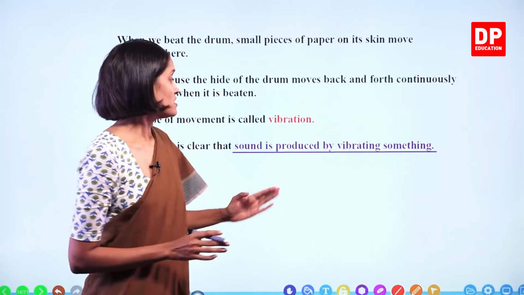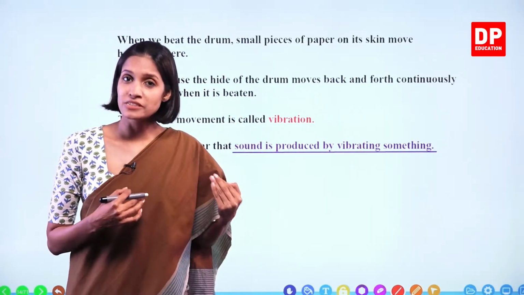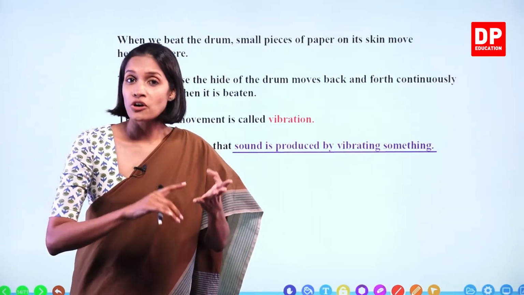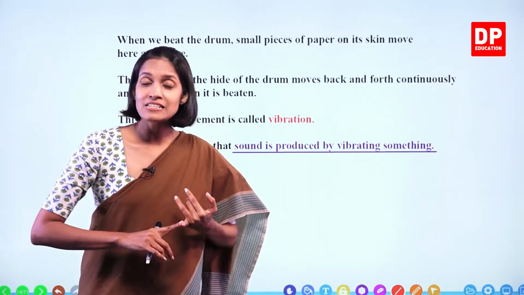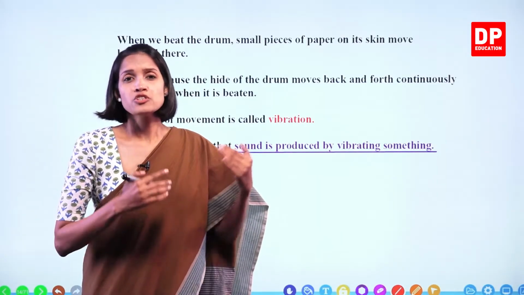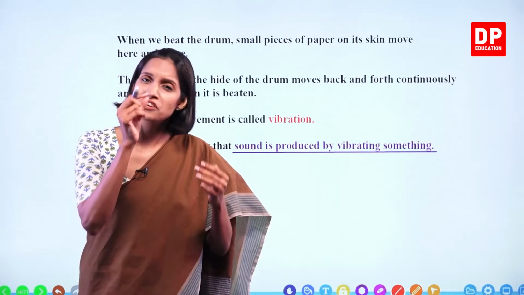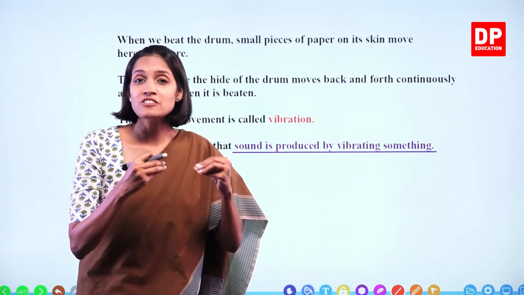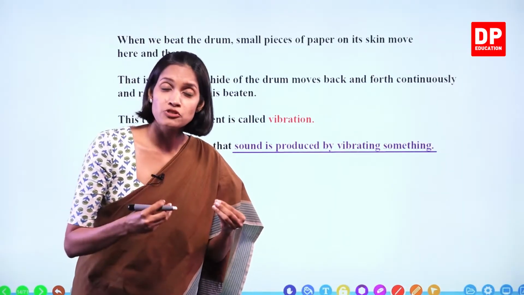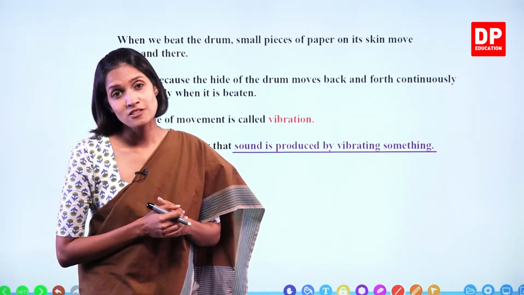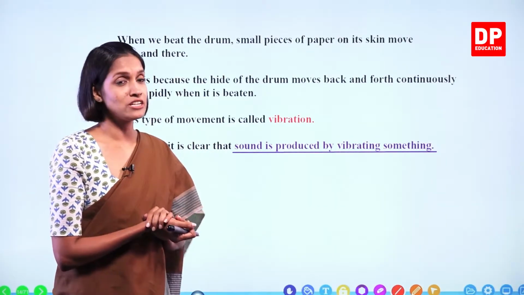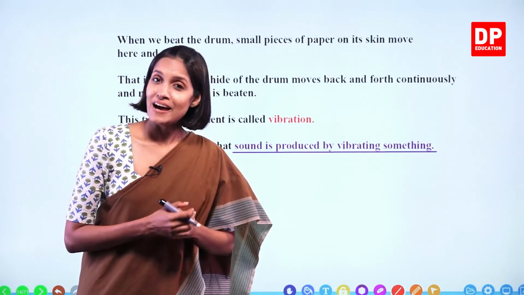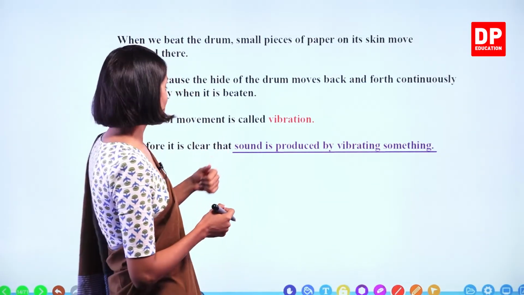Okay, children. Now when you go to the upper grades, you are going to learn that sound can be produced by vibrating solid materials, liquid materials and gaseous materials too. All these materials are made up of tiny particles. So actually what happens is these particles vibrate and sound is produced through solids, liquids and gases. But for this grade, we are going to learn only that sound is produced by vibrating something. Understand, children? We'll move on to the next.